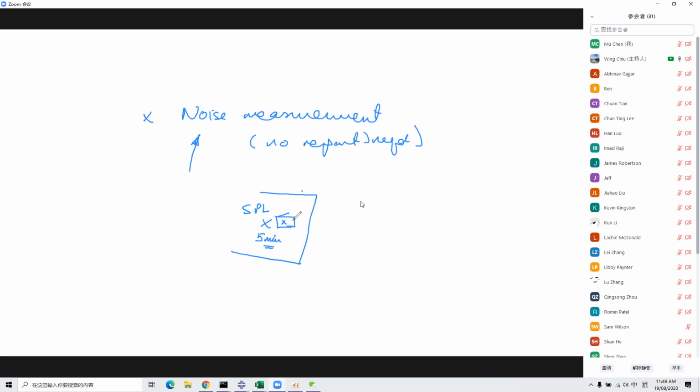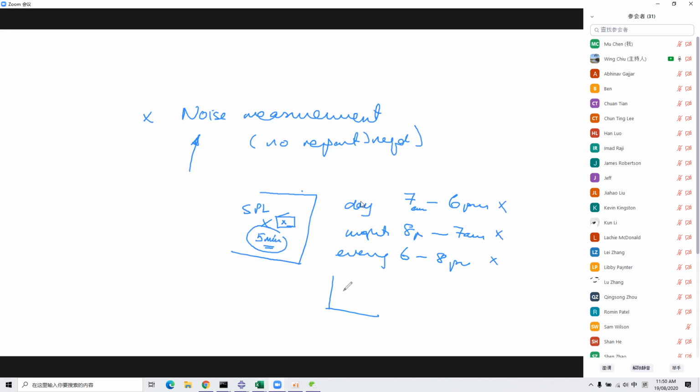You measure the noise, take the average noise during the daytime, evening and night time. Day meaning from 7 a.m. to 6 p.m., and then the evening is 6 to 8 p.m., and then night is 8 p.m. right up to 7 a.m. the next morning. In the same location, when you do your 5-minute interval in these 3 different time periods, you should see a difference in your sound pressure level.